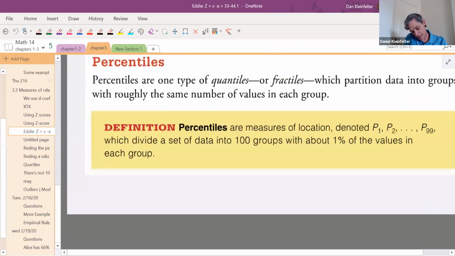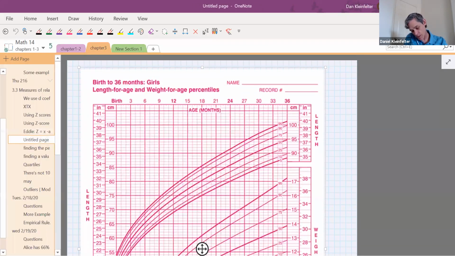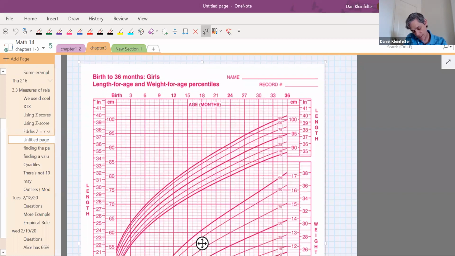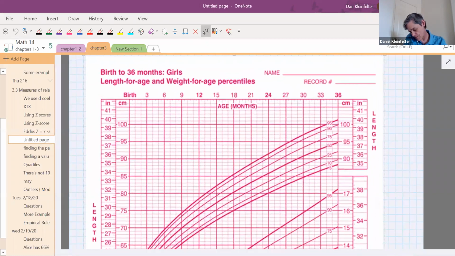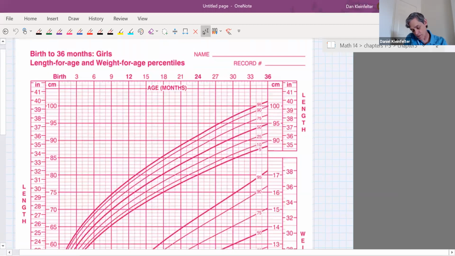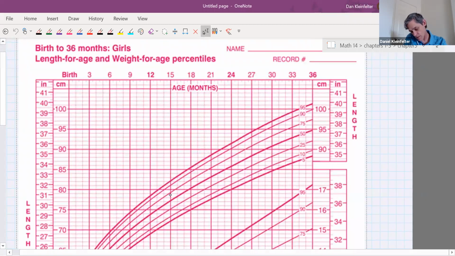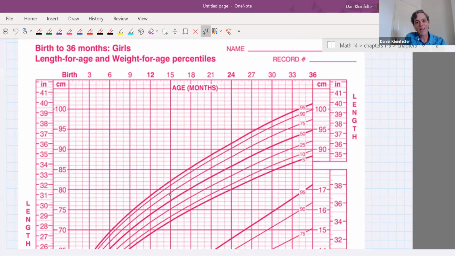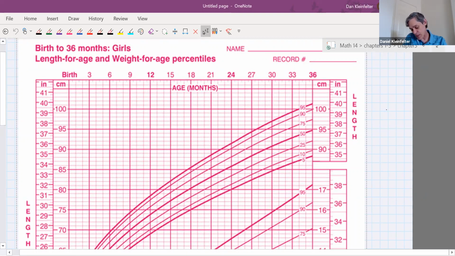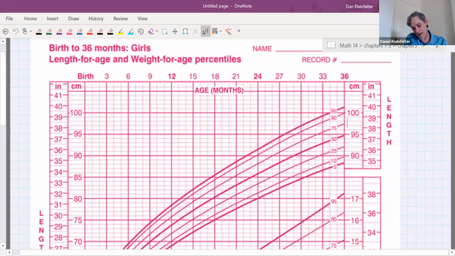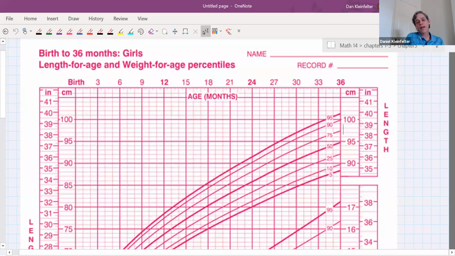All right, so that said, we want to see how we can work with percentiles. I do have this nice example that we'll see first. If you have children, or were one at some point, you've been to a pediatrician's office or a doctor's office. They have this chart that measures how quickly you're supposed to be growing, I guess.